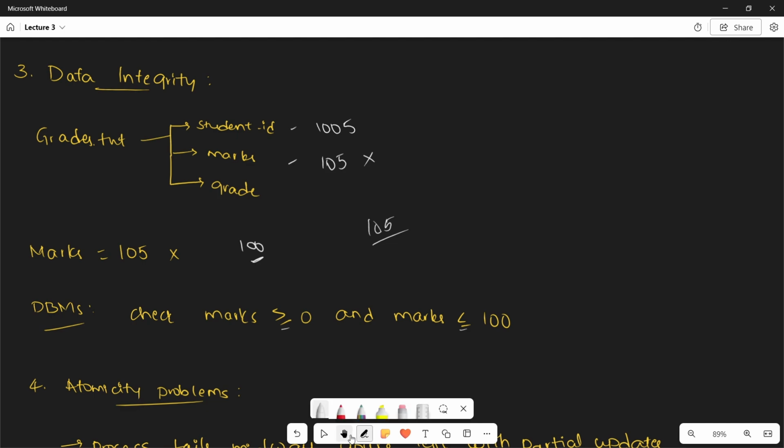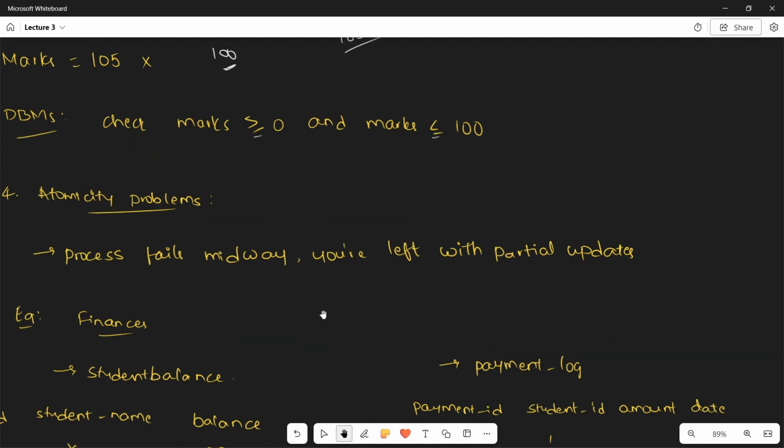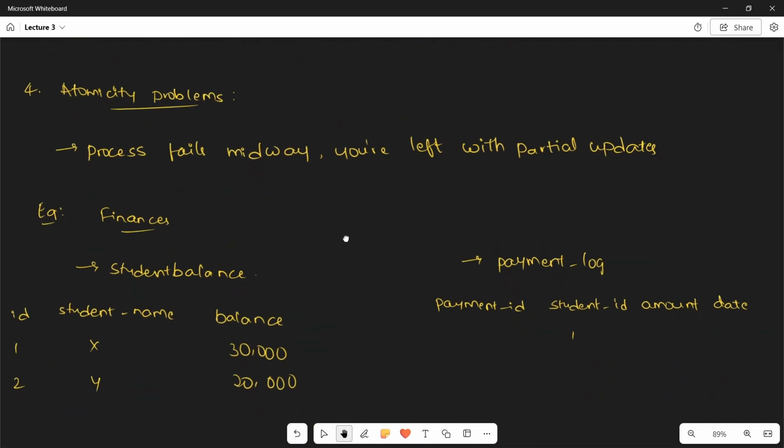So the next limitation is atomicity problems. So what are the atomicity problems? For example, in file system, if a process fails midway, you are left with partial updates, which leads to data corruption. Now, let's consider the finances folder. We have two files in there, right? One is student balance and the other one is payment log. So in student balance, we have two students. Let's assume that we have two students, X and Y, and their balances are 30,000 and 20,000 respectively.